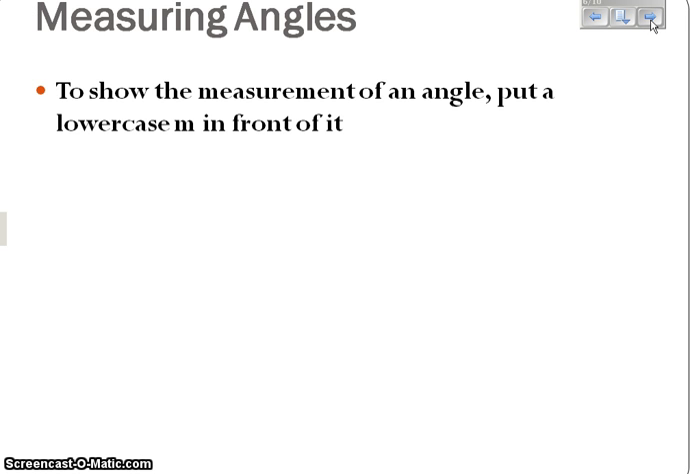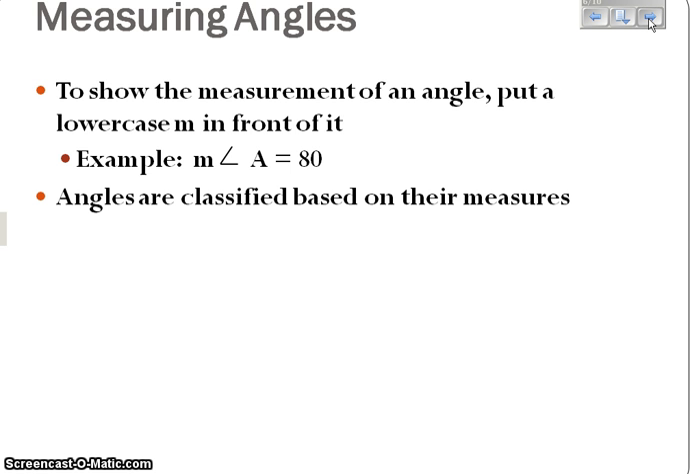All right, when we measure an angle, to show measurement, we're going to put a lowercase m in front of it. Here's an example. The measure of angle A equals 80, and that would be 80 degrees. Angles are classified based on their measures. This part should be a review for you.